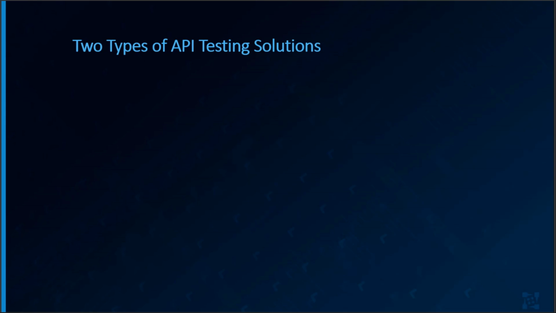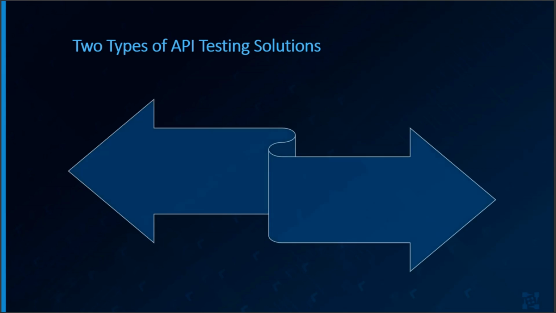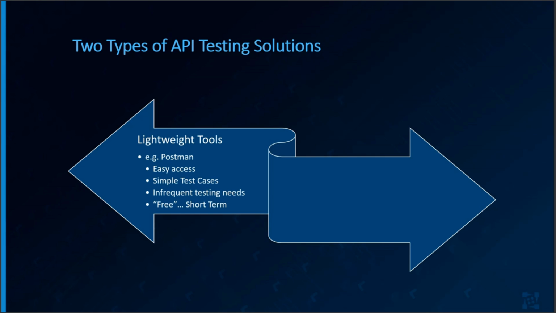So what tooling solutions are out there? I say it breaks down into these two areas. You've got your lightweight tools. A great example here is Postman. Postman's free. Postman does a lot. Postman has a browser-based component. It's great for developers who are doing simple testing against REST JSON or potentially SOAP services. And it is free in the short term until you start thinking about things like automation. But it's an absolutely great place to get started.